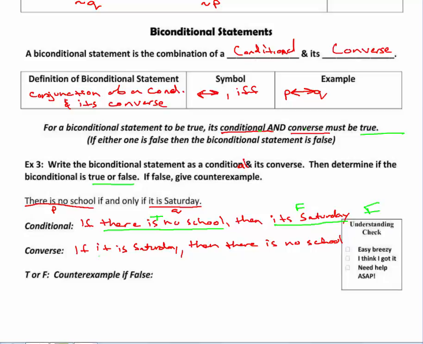Now we look at the converse. It's Saturday. That's possible, right? So that's true. There's no school. That would also be true, because there's not school on Saturday. So we have a true converse. We have a false conditional and a true converse. But remember, for the biconditional to be true, both of them had to be true. So this is false. And our counterexample is Sunday.